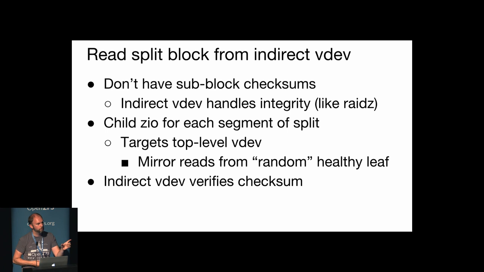And this is kind of similar to what happens with RAID-Z. In that case, we issue a child IO for each segment of the split. That's going to target the top level VDEV that it points to. So if that's a mirror, it's going to read from some random healthy VDEV. And then we get them all, we stitch it back together, we verify the checksum is good, and we say, great, now we have your data. We know we have your data.